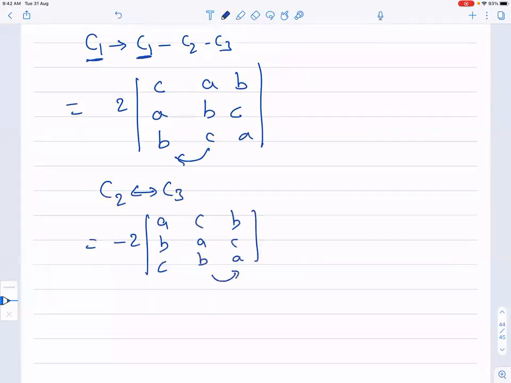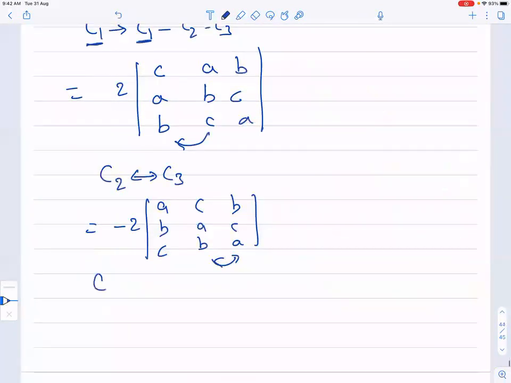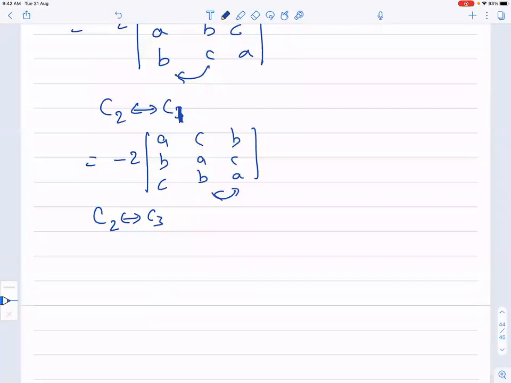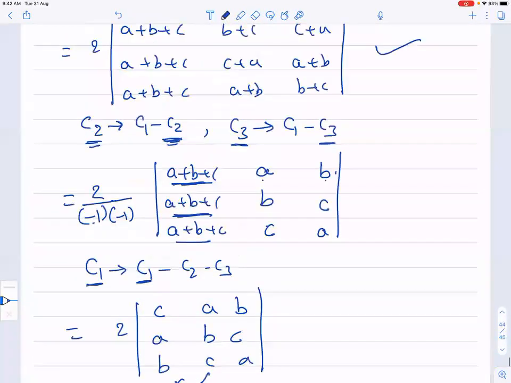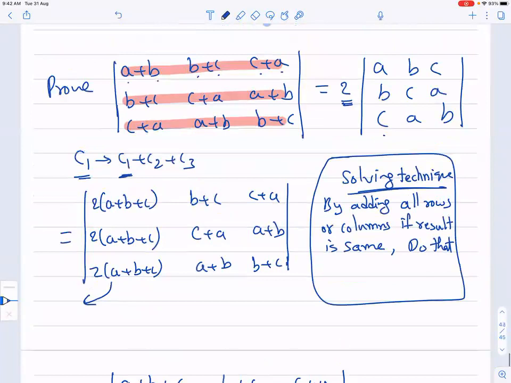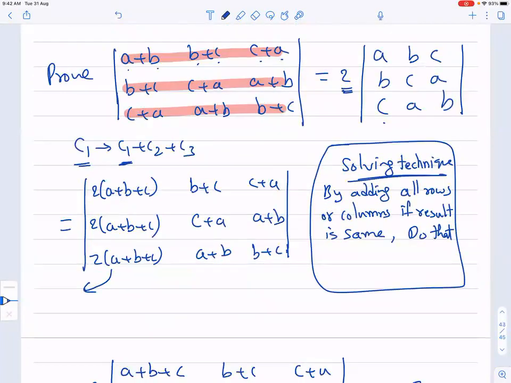Then I need to interchange these two. So I will write C2 interchange with C1, C2 interchange with C3. Then the minus will disappear. 2 times ABC, BCA, CAB will come. Is it clear, students? Actually, I can write that 2 interchanges are required and write the answer. That's totally fine. Initially, if you write an extra step, that's fine. Did you understand the step, students? Yes, sir. Please write it down.